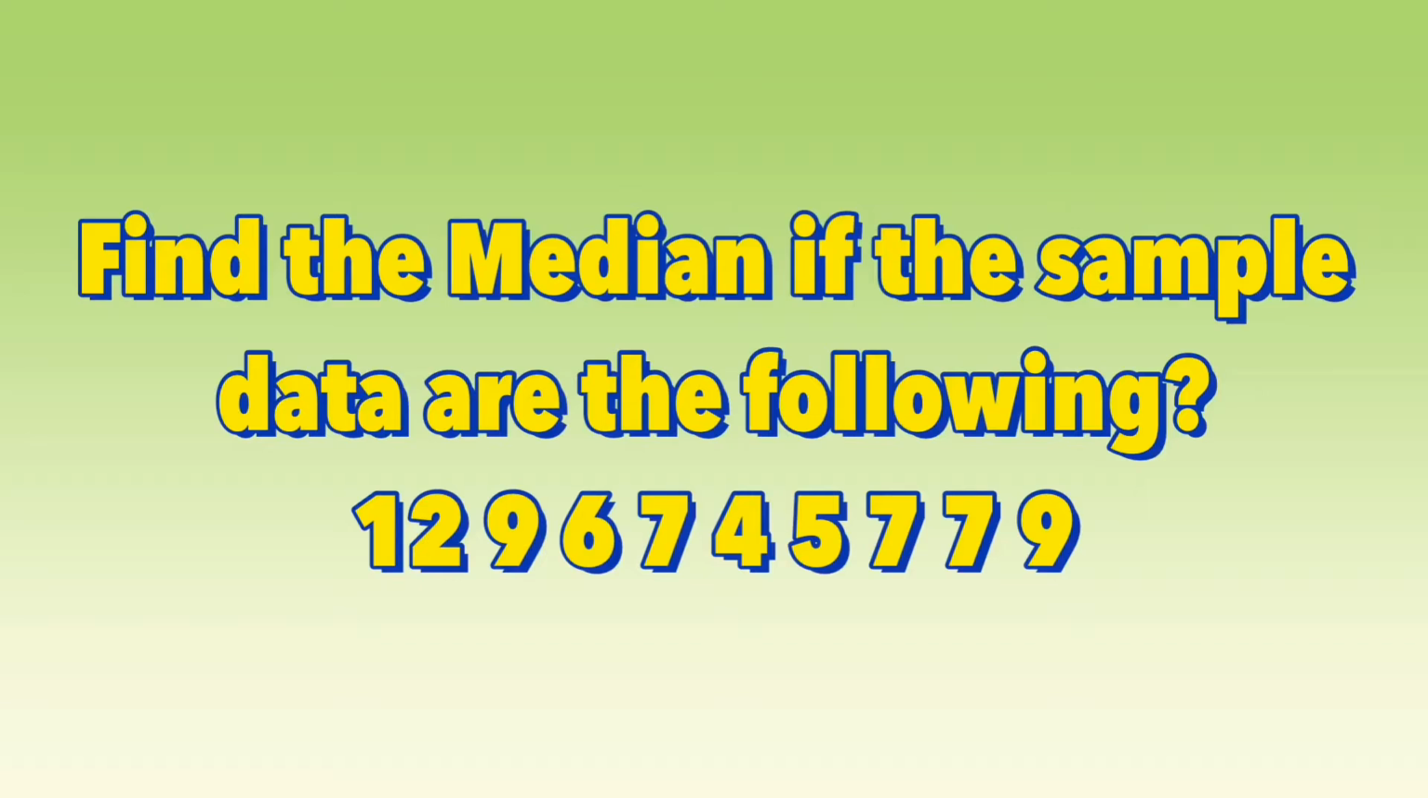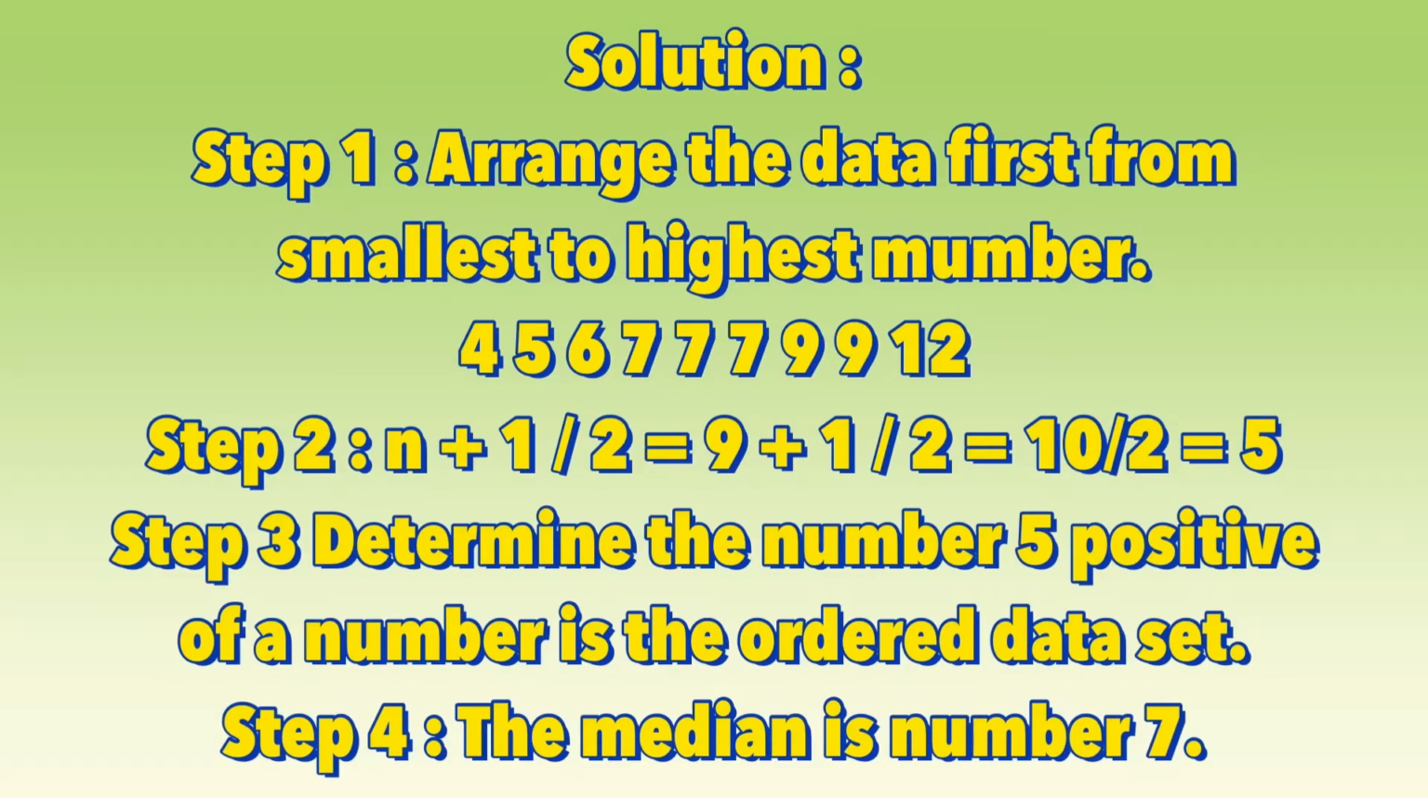Okay, number 2, next problem. Find the median if the sample data are the following. The sample data given: 12, 9, 6, 7, 4, 5, 7, 7, 9. The first step in finding the median, we have to arrange first the given data. And it is different from the mean. For the mean, the order of arrangement is not necessary. But in median, we have to arrange first the given sample data.